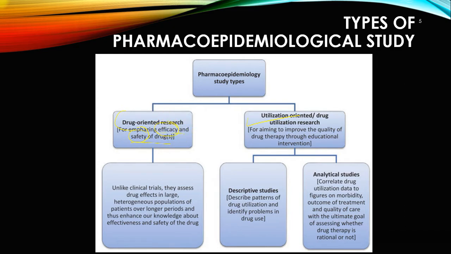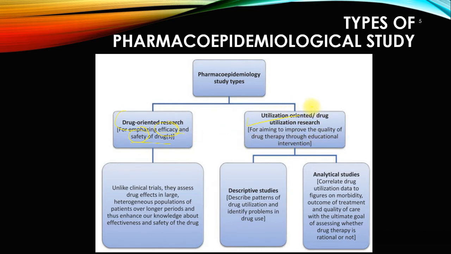Efficacious means what? Whatever effect we are seeing, suppose paracetamol is known to decrease the body temperature. In whatever dose it is being prescribed, whether it is able to decrease the body temperature or not, that becomes the efficacy of that particular paracetamol tablet. And safety means what? In whatever dose it is being prescribed, whether in that dose the drug is safe or not. Okay, so that is the purpose of drug oriented research.